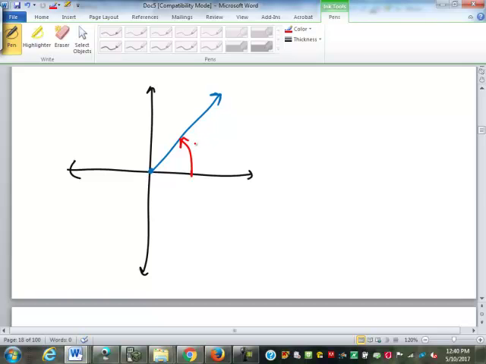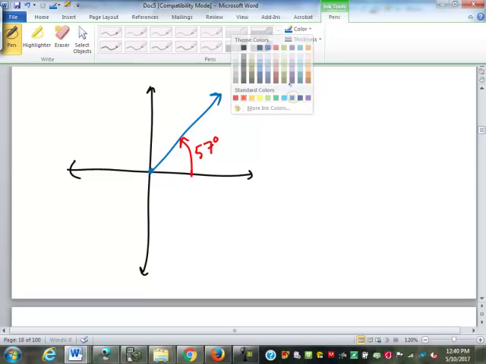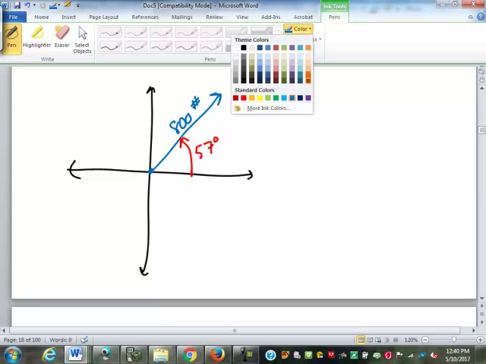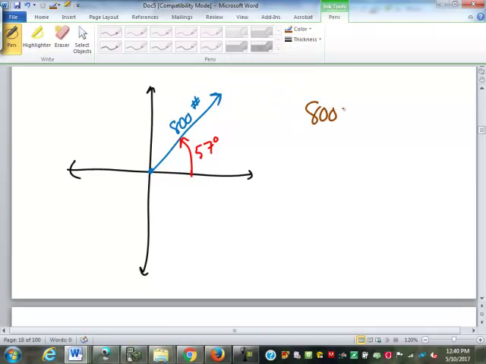So let's say I'd have to give you that angle. You wouldn't be able to just guess it. But let's say that's going at 57 degrees. And let's say it has a length of 800 pounds. So it's an 800-pound vector going at 57 degrees direction. And that's how it would be listed. 800 pounds at 57 degrees.